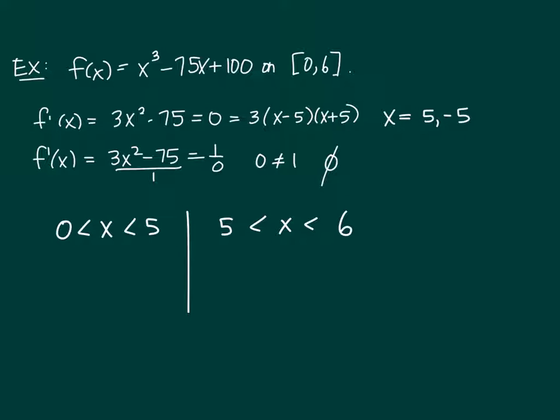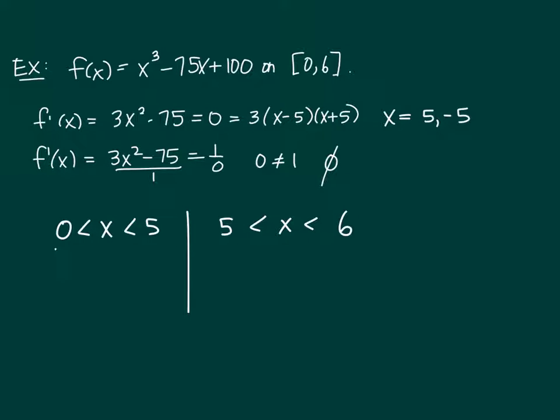So we also have to do negative 5? We don't, because our interval starts at 0. We're not concerned with negative 5, because this time it didn't fall into my interval. If my interval had included, say my interval was negative 6 to positive 6, then for sure I would have had to include it.